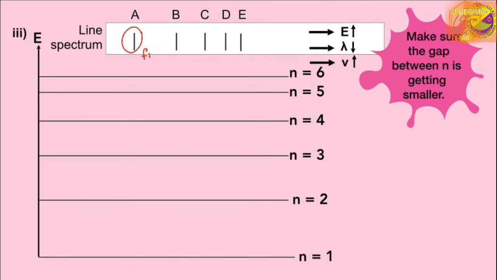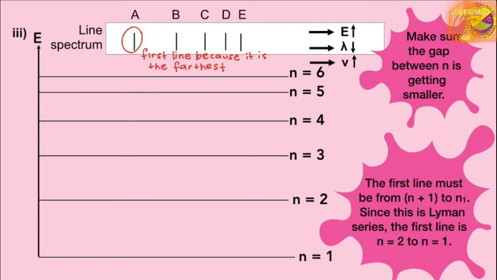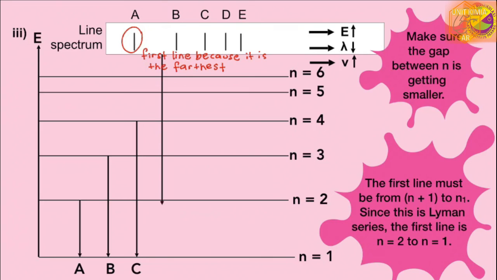As we have learned before, the first line is the line that is farthest from the other lines, which in this line spectrum is line A. Since this is Lyman series, the first line is the transition from n equal to 2 to n equal to 1. This is line A, followed by line B, line C, line D, and line E.